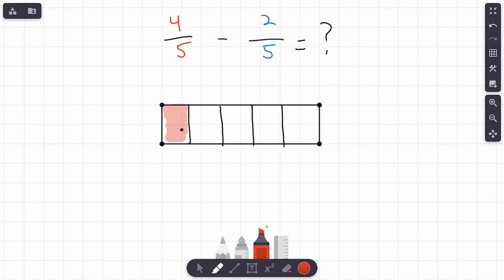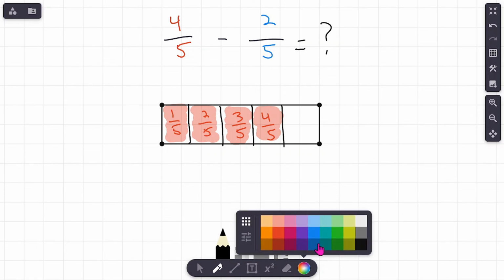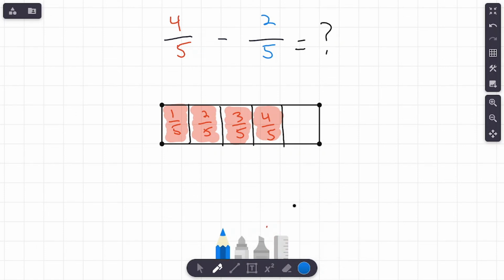So there's 1/5, 2/5, 3/5, and 4/5. I'll even label it so it's easier to see. All right, how much are we taking away? In this problem, it looks like we're going to be taking away 2/5. We started off with 4/5 of a whole, and we're taking away 2/5 of that same whole. Notice they're the same model that we're taking away from.